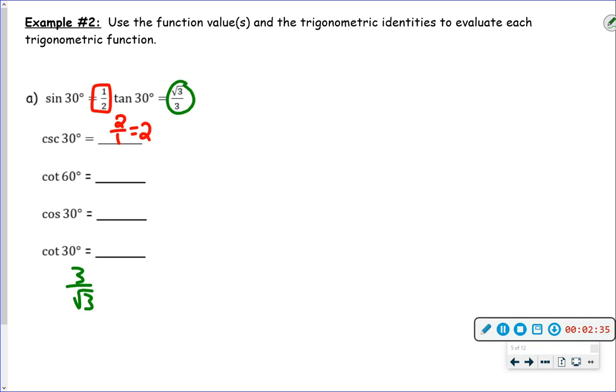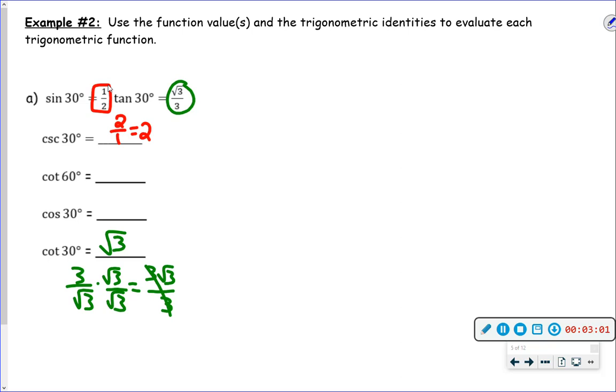Now, notice I wrote it underneath because I knew I was going to have to rationalize. I was worried I'd run out of room if I put it all on the blank there. So our 3s cancel out, and I can put in cotangent, √3. So next we need cotan of 60, and we need cos of 30. Well, there are a couple different ways we can do this. Let's do first off cos of 30.